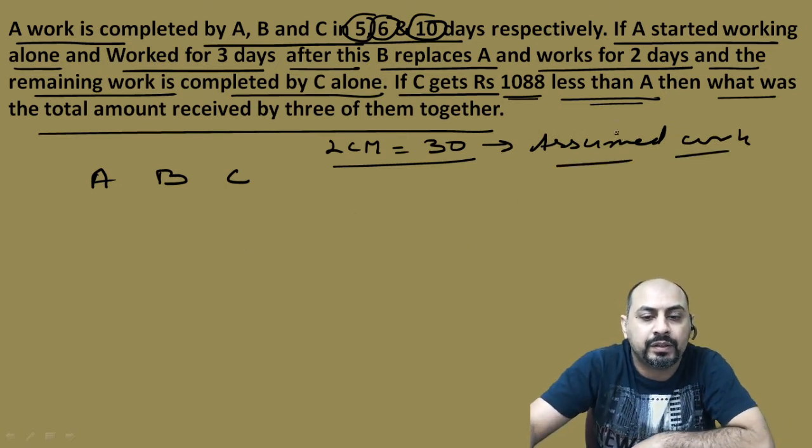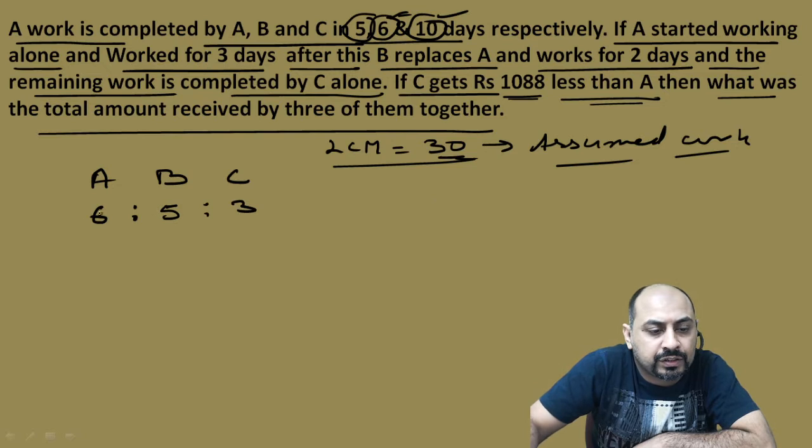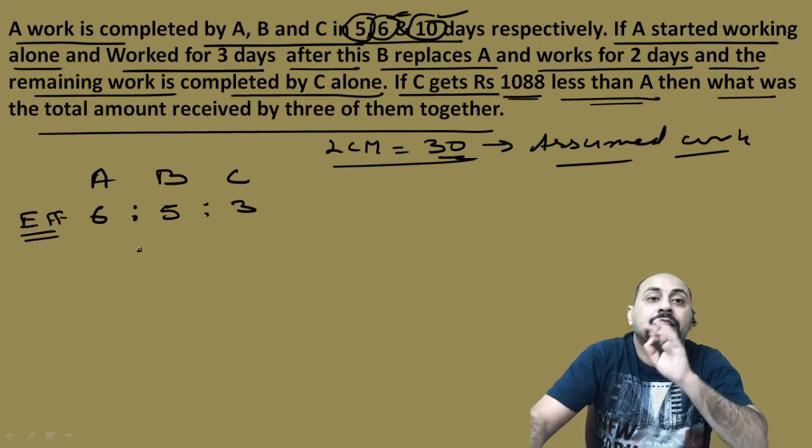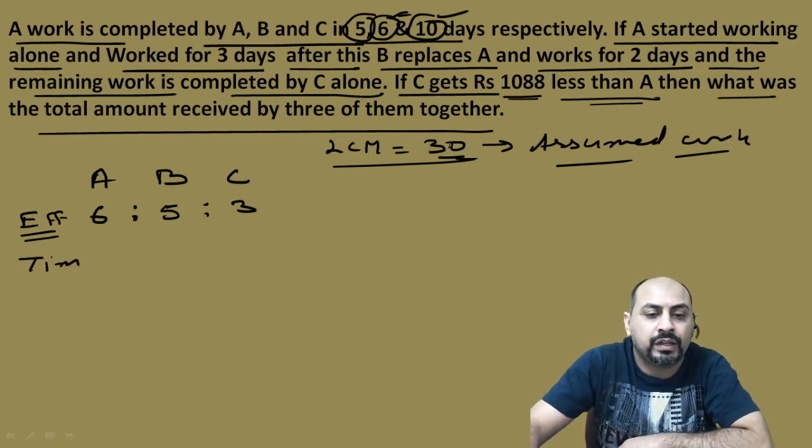Now what's going to happen is, 30 divided by 5 will give me A's efficiency, 30 divided by 6 will give me B's efficiency, and 30 divided by 10 would give me C's efficiency. So this is the ratio of their efficiencies. Now what about the time? Talk about the ratio of their times.